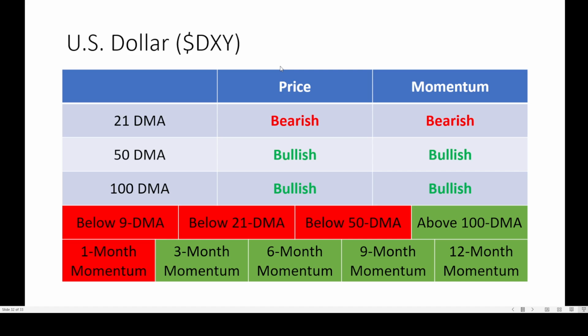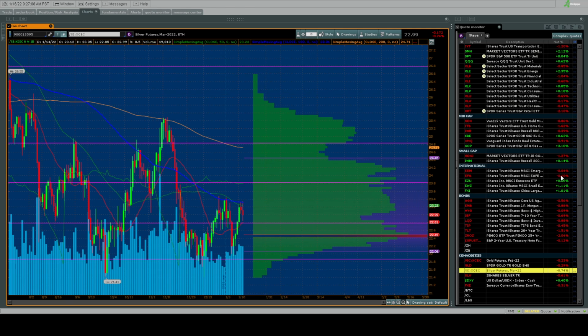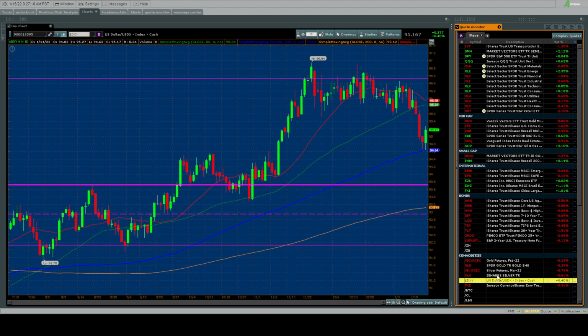How about the dollar? Is it dead? Well, momentum is bearish on the 21 days, and this is price. It's now below the 50-day moving average, getting a lot of people excited, at least from a price perspective, but not from a monetary perspective. The dollar's not dead from a monetary perspective at all.